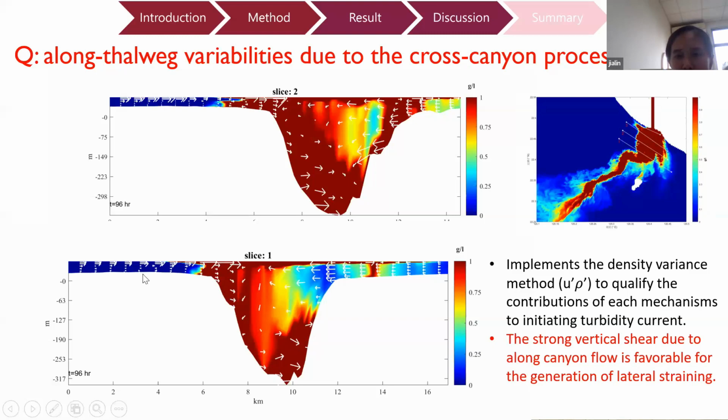So in this canyon process, not only the along-canyon velocity is important, there is also some cross-canyon velocity involved. The velocity on the continental shelf is actually important, and that's something we are further studying.